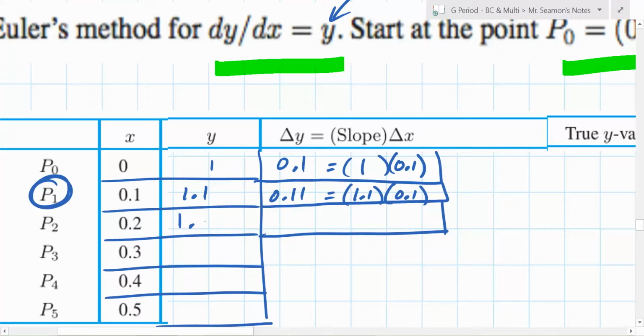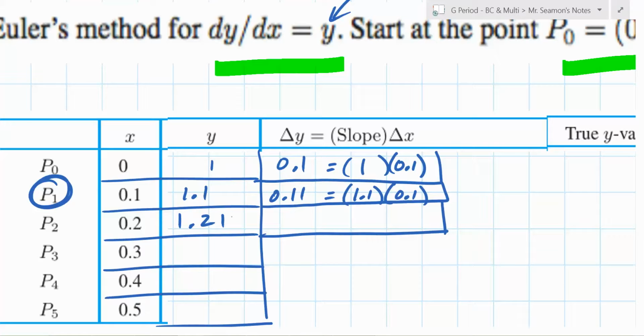So if I want the next, what's this value right here? 1.21. How did you get that? You added delta y to the last y value. You added 0.11 to this, and you got that right there. You with me so far? How far could we do this for? We could keep going, right? On the AP exam, the farthest I've ever seen any question asked is like 3 of them.